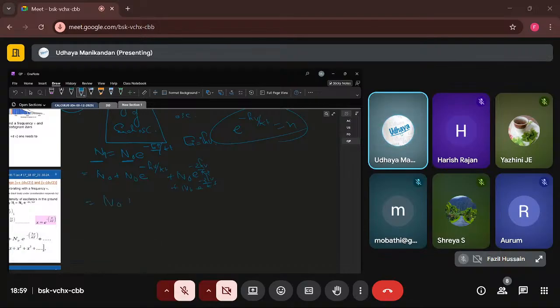So what happens here? N naught plus n naught into x plus n naught into x square plus n naught into x cube, and so on. We can take n naught common: 1 plus x plus x square, and so on. This is a simple geometric sequence, an infinite GP, so 1 by 1 minus x is the formula for it. So n naught by 1 minus x is the expression which we deduced for the total number of oscillators.